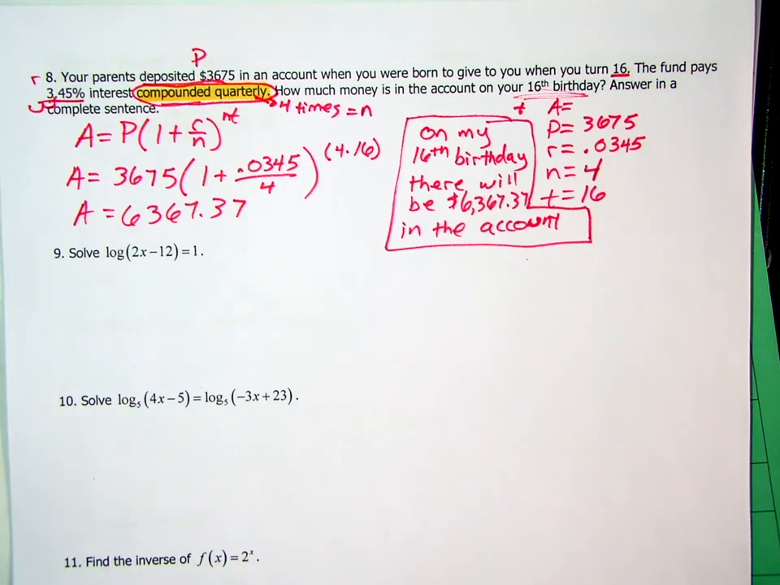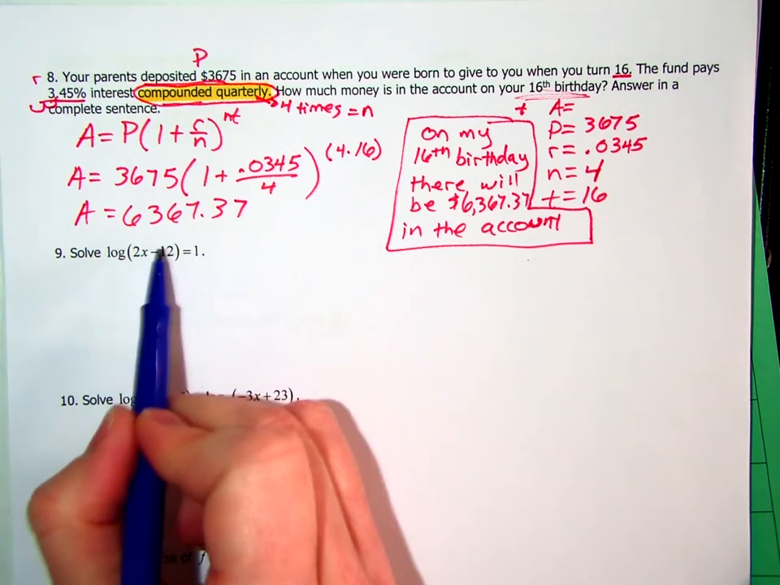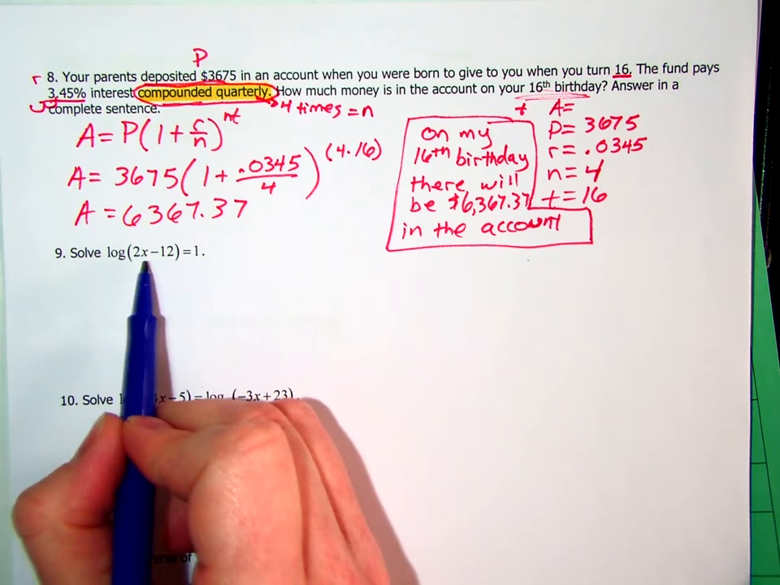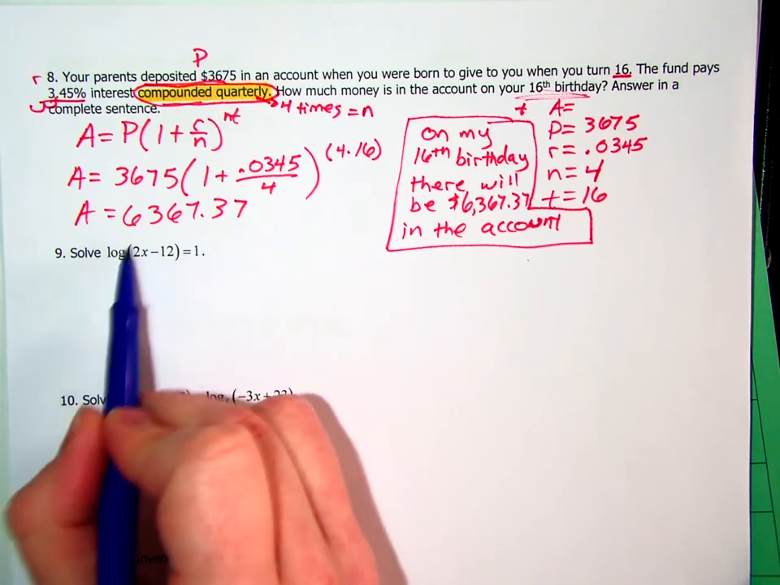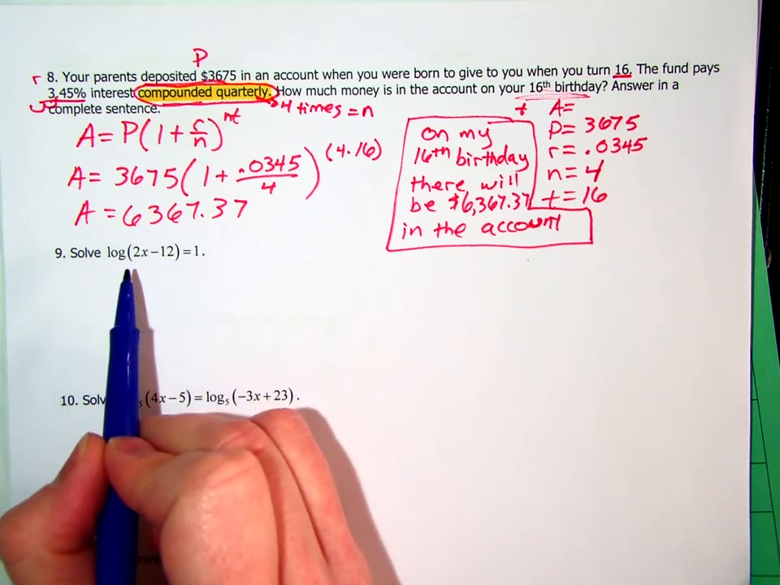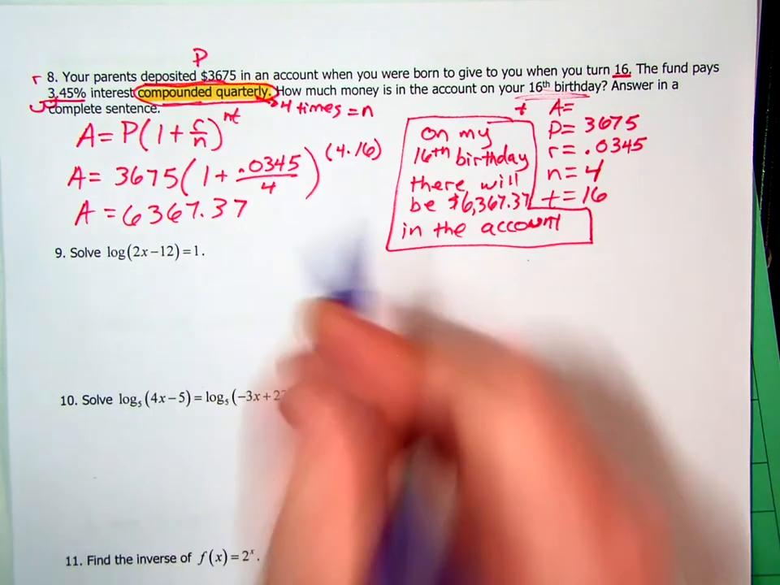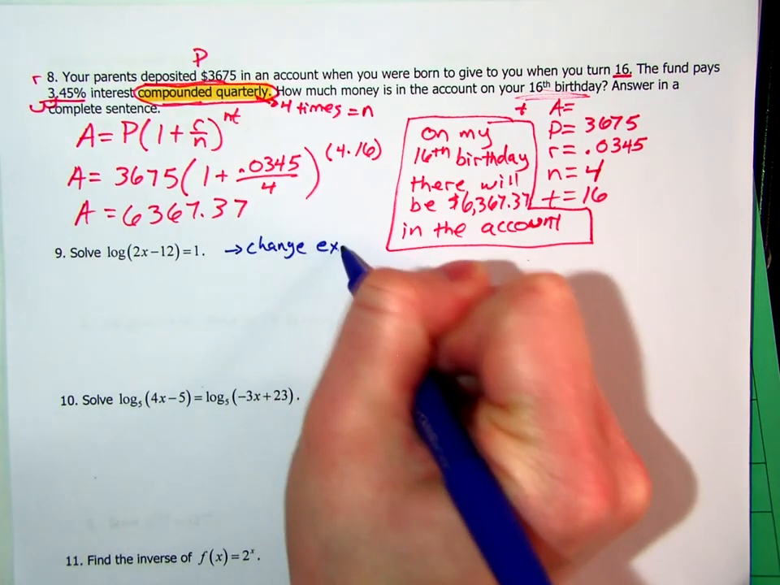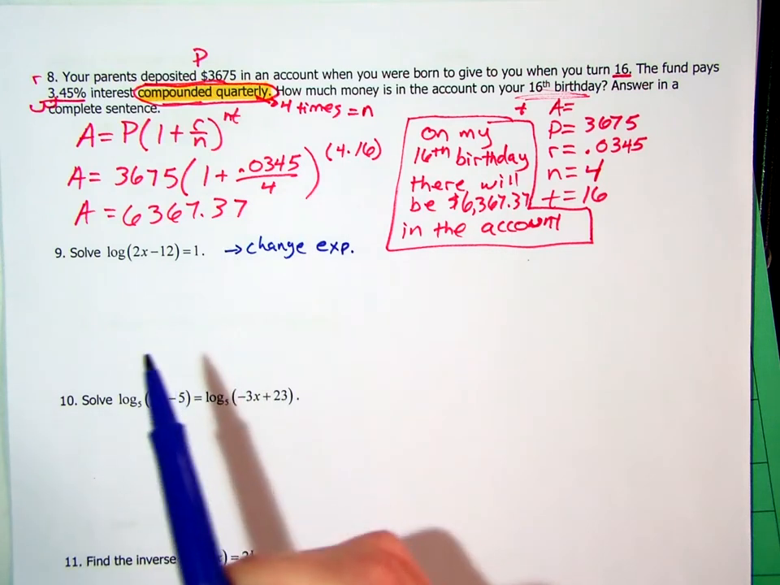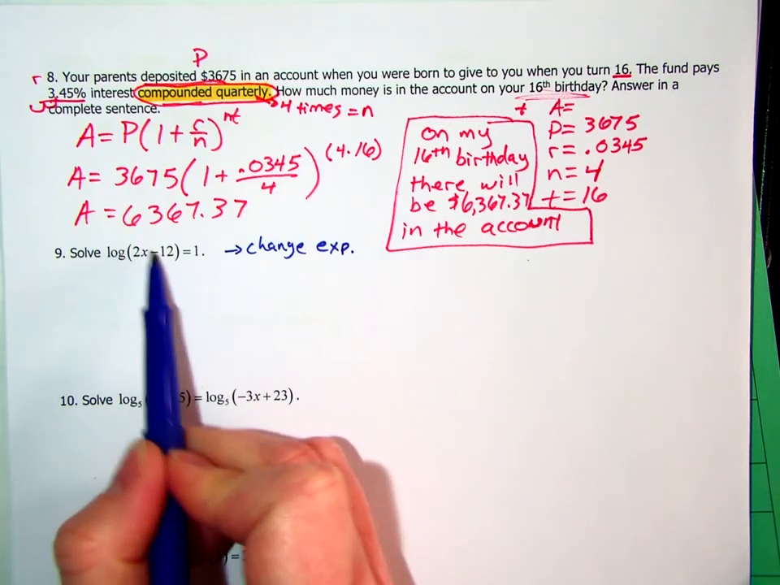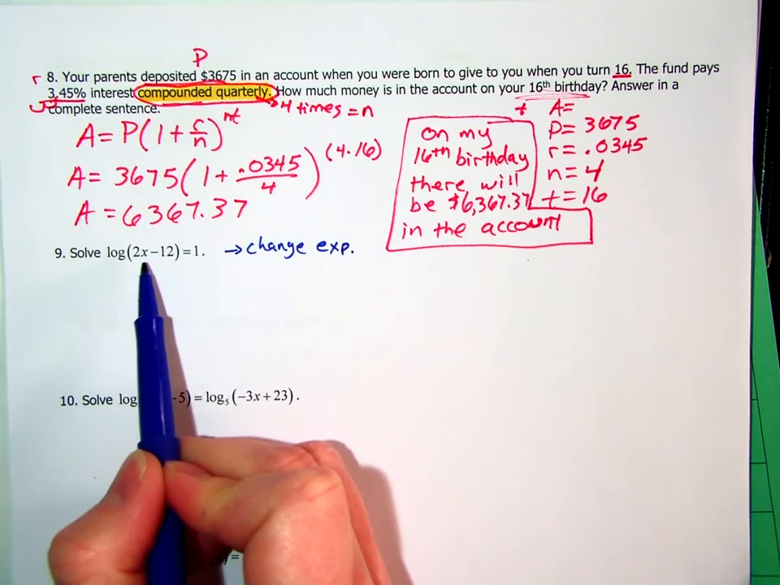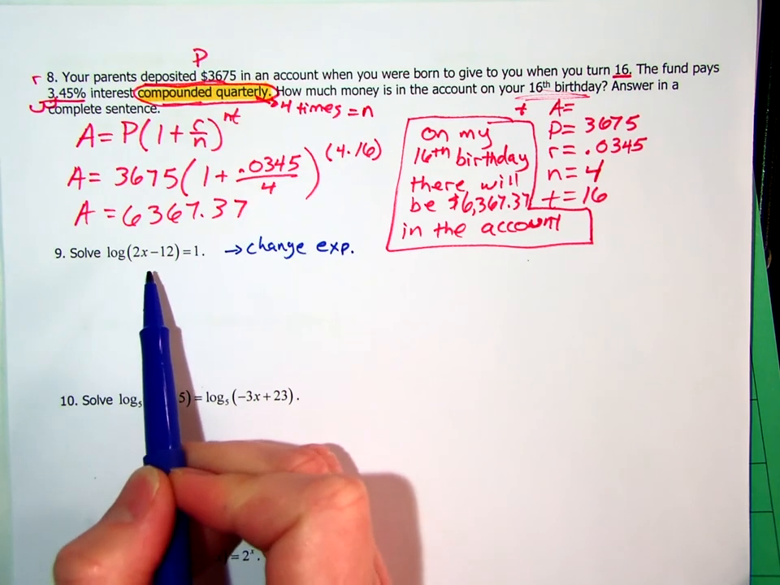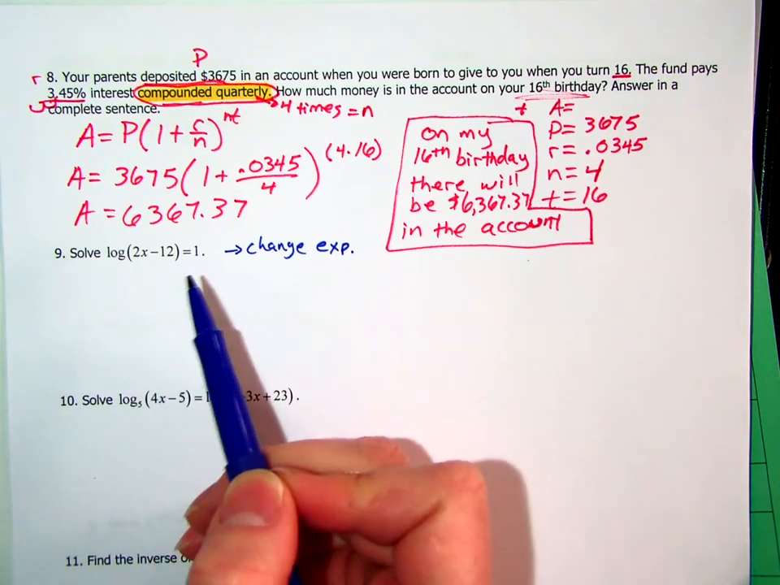All right, number 9. So in this problem, when I'm looking at it, remember the goal is to solve for x. Well, I can't solve for x right now because it's inside of the log. So in order to get rid of the log so that I can solve it, we're going to have to change it to exponential. Just like if the x was in the exponent, we would change it to a log to get it out of the exponent so that we could solve.